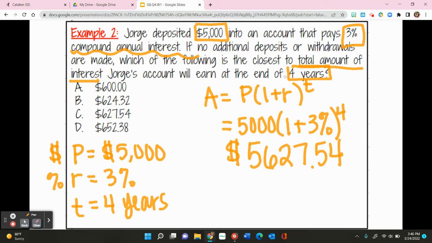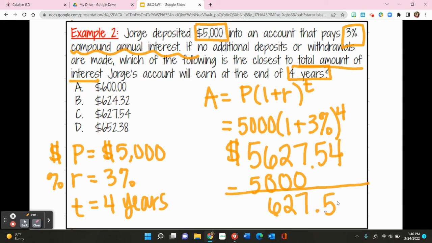So to find the amount of interest earned, like I mentioned before, we are going to subtract the principal amount, which is $5,000. So I'm going to subtract $5,000 from $5,627.54. And when I subtract this, I'm left with $627.54 as the amount of interest earned on his investment. So here the answer is going to be C.